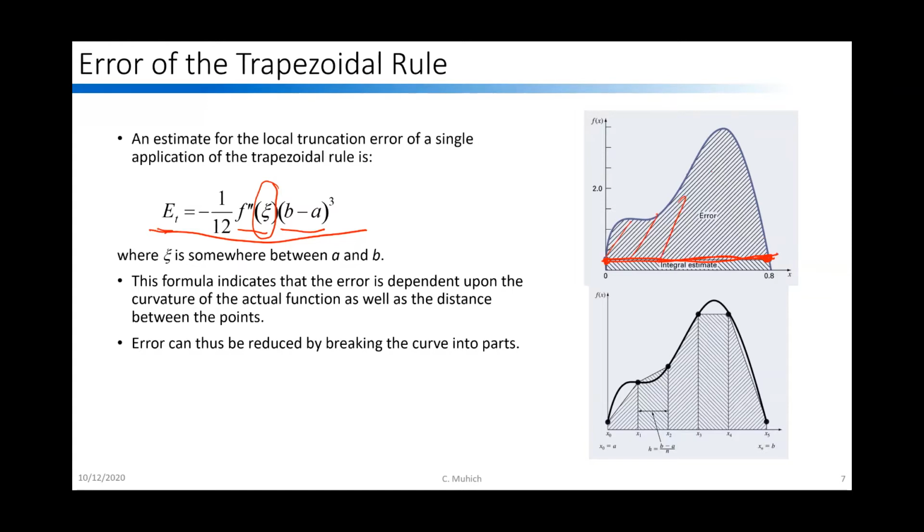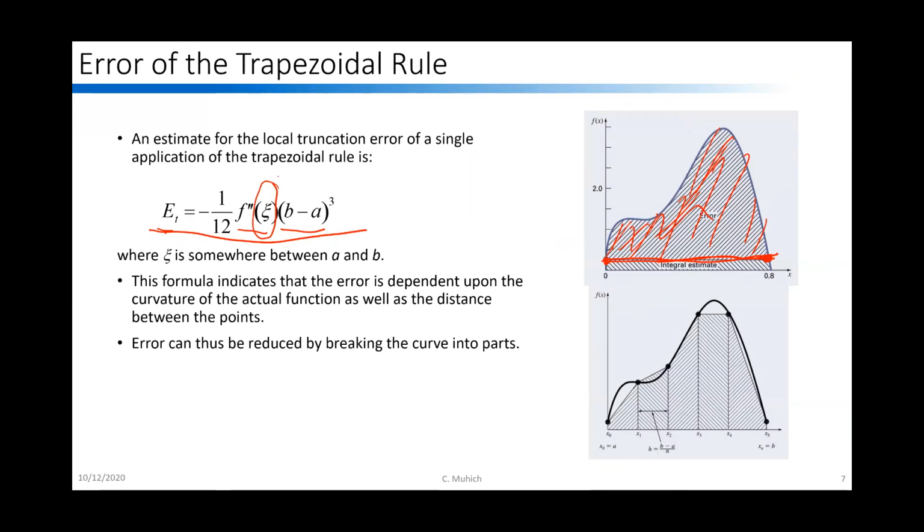The error is everything that sits above that. So in this upper shaded region, my true error has to be -1/12 f double prime over that epsilon. The question is, we don't know what that epsilon is. But what we do know is it's going to depend on that second derivative, or in other words, the curvature of that function. And we also can say by this formula that it has to deal with the distance between a and b cubed. So there's a cubic relationship between the width and the error.